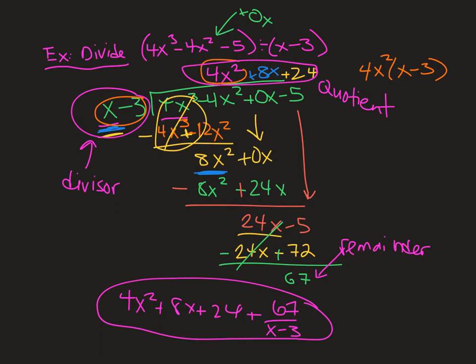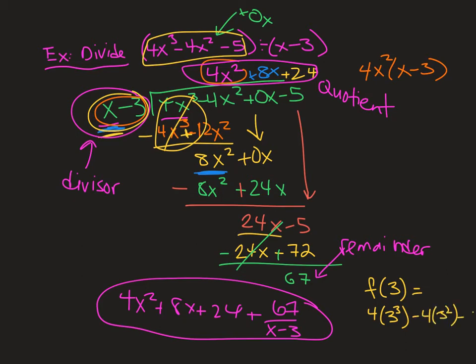So before we go on, I want to mention one thing. And that is, if you have a divisor like this, x minus 3, if you take the opposite sign of that 3, which is just positive 3, and you find f of 3, f is this original function, believe it or not, your answer there is going to be your remainder. So I'll show you what I mean. If we do this, our answer will end up being our remainder.